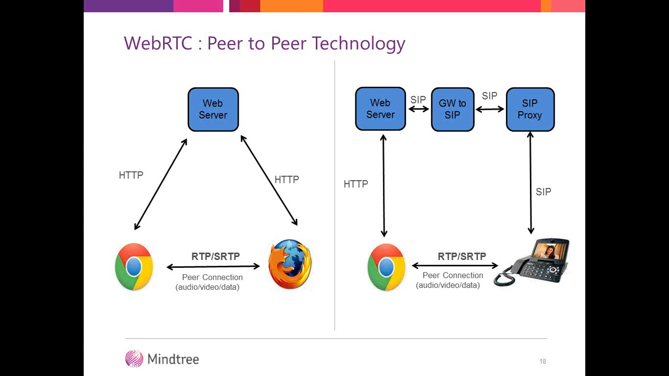Suppose you are communicating between two browsers, then you can do your signaling over the HTTP protocol. But suppose you want to interact from a browser to an IP phone, and the IP phone is based on SIP. Then you can connect to your web server over HTTP, and the web server will connect to the SIP proxy using gateways, and then the SIP proxy will connect to the IP phone over the SIP protocol.